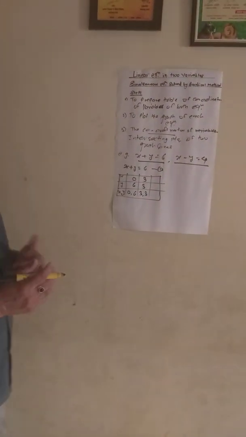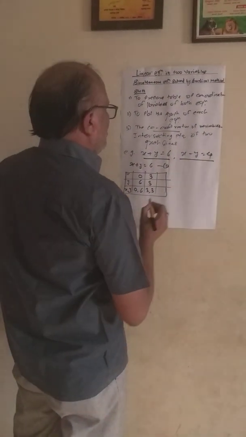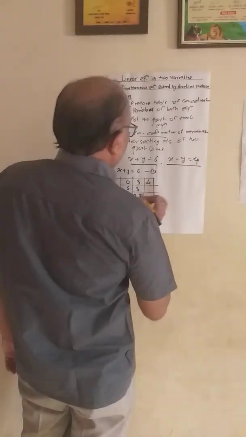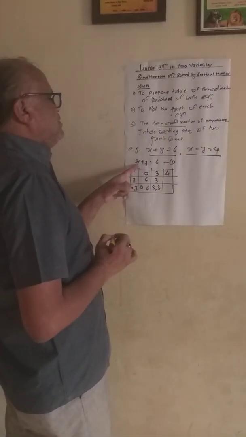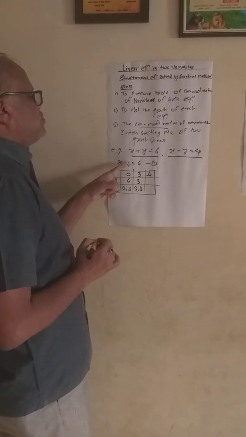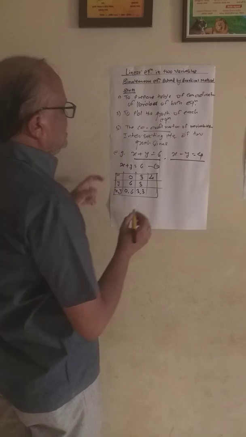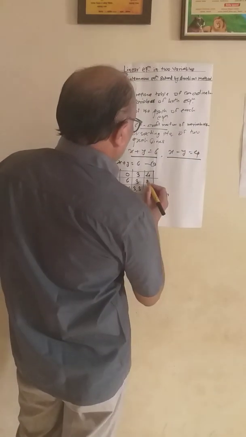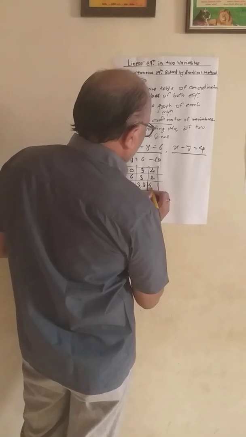Now find the third pair of coordinates. We take the value of x as 4. Put the value of x in the first equation: 4 plus y is equal to 6. Therefore y is equal to 6 minus 4, so y is equal to 2. So finally we get the third pair of coordinates as 4 and 2.